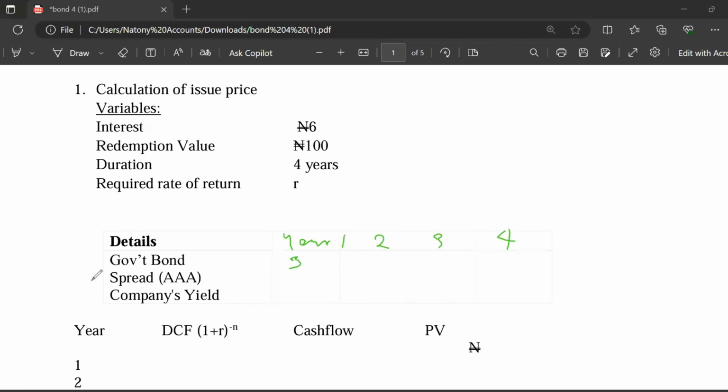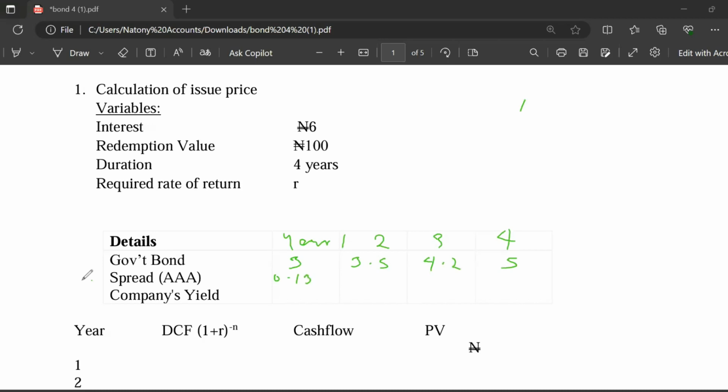3.0%. Year 2, 3.5%. Year 3, 4.2%. And year 4, 5%. The spread for AA, triple A, for the very first year is 0.13, which is 13 basis points.